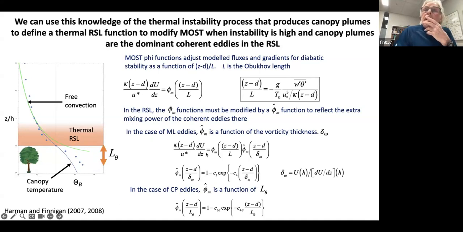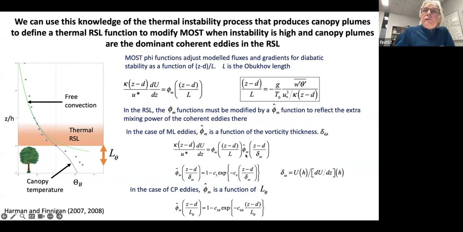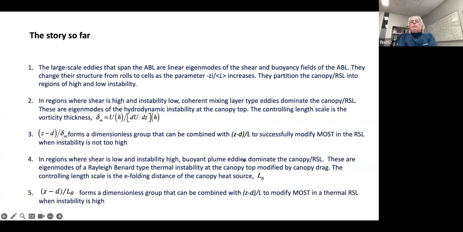And just as in the case of the mixing layer eddies, we could define a phi function. This is the Monin-Obukhov phi function, and this is the roughness sublayer phi function. In this case of the canopy plume eddies, this phi is a function now of the absorption distance of the radiation into the canopy. So we can modify our corrections to the Monin-Obukhov theory.